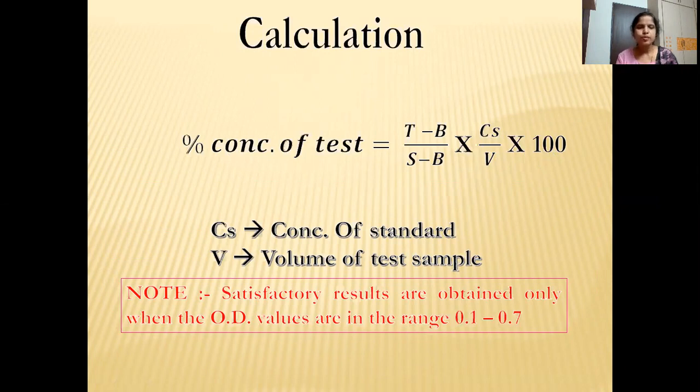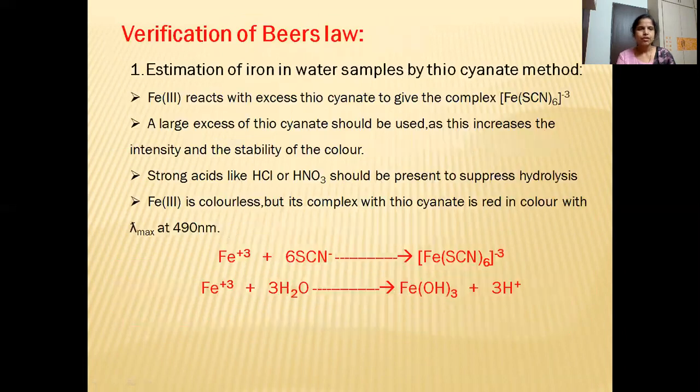Generally, if the absorbance values fall between 0.1 and 0.7, satisfactory results are obtained. Or we can go for another type where we verify Beer's law, that is, whether the sample satisfies Beer's law or not. For verification of Beer's law, we have taken an example of estimation of iron in water samples by the thiocyanate method. So we have to estimate the amount of iron present in the water by using thiocyanate.